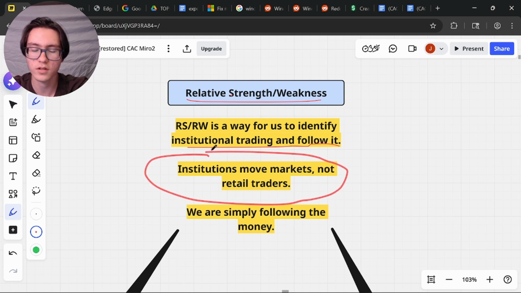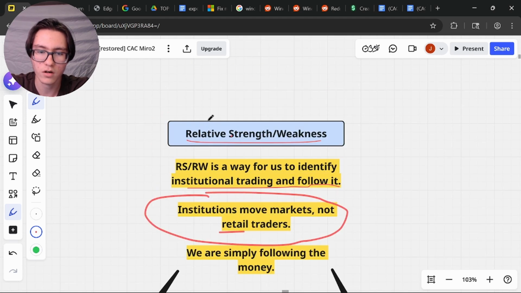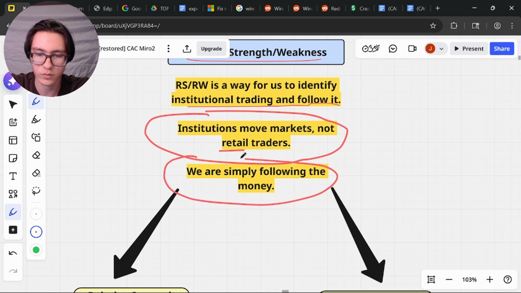Institutions make up 80% of all the volume in a given day, and they act in unison. They are directed by some of the most talented people on the planet. It's basically a big club that we're not in. If you compare that to retail traders, retail does not have very much money and they act in a disorganized fashion. Like even if you had $200 million and you wanted to make an institution, you would still barely qualify and you would be a very small institution. So by trading RS and RW, we are simply following the money.